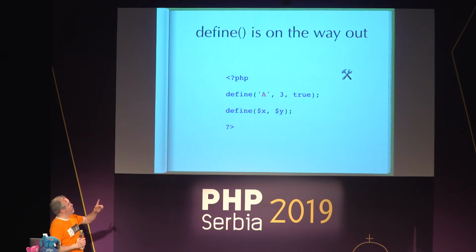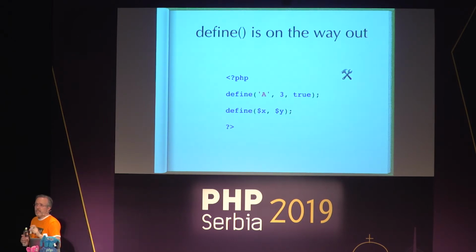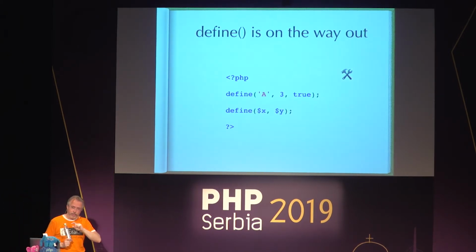Anyway, constant here, we have define, which works with case insensitive constant names. Who's using case insensitive constant names here? Well, there's more than 100 of us, so 2 people should raise their hand. There's like 2% of people using that feature, so it's going to go away. It's already the case in 7.3. You've got this obsolete warning, and probably in 8 it's going to be gone completely. Okay, so it's on the way out.